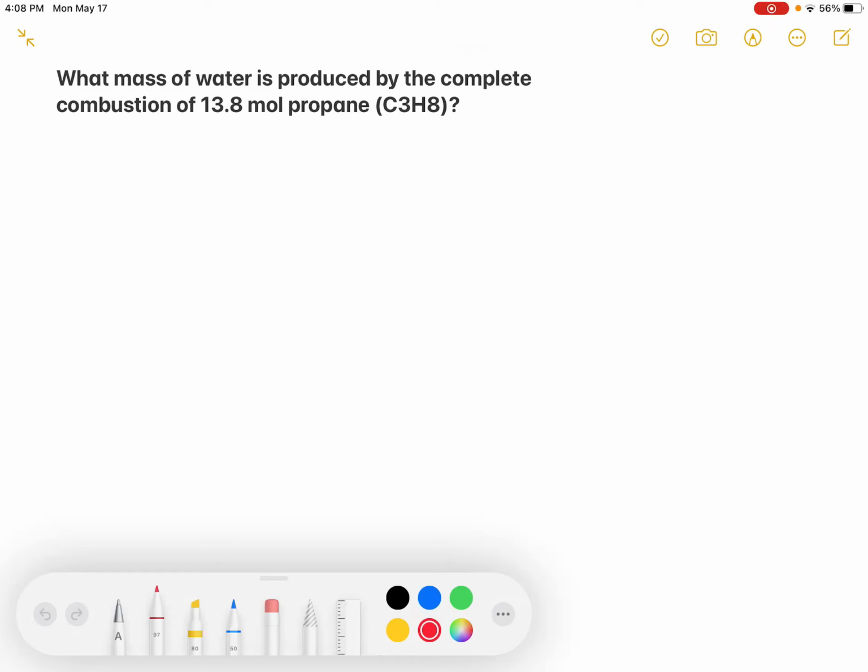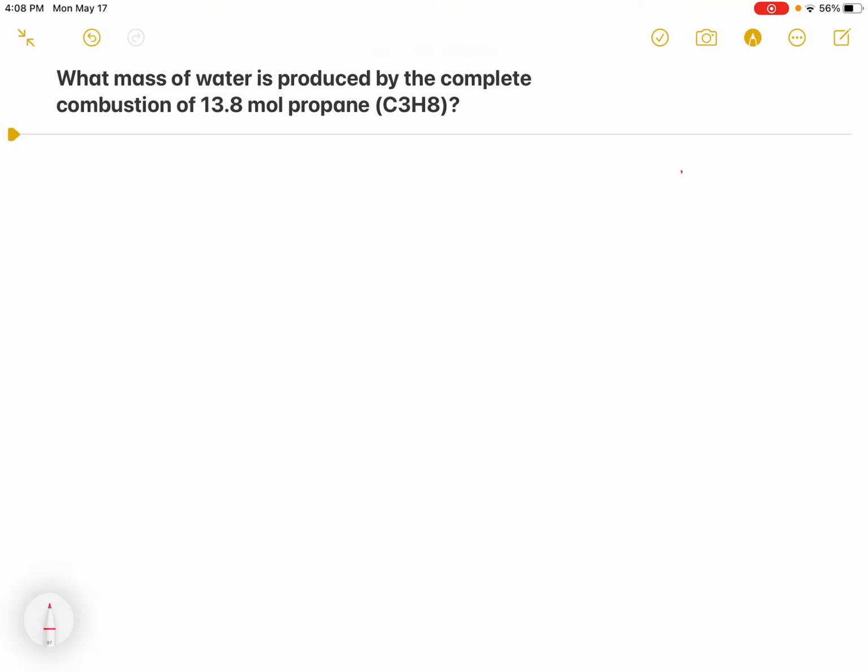Okay, we are looking at an example of stoichiometry in which we go from mole to mass. So in these types of stoichiometry problems, you're given an initial value in moles and you're asked to determine a corresponding value in mass with units of grams. So just so that it's very clear, I'm just going to write mole to mass. So this is a mole to mass problem.